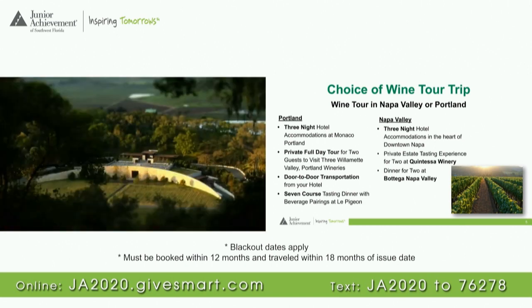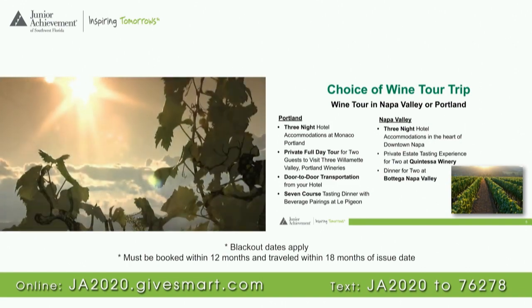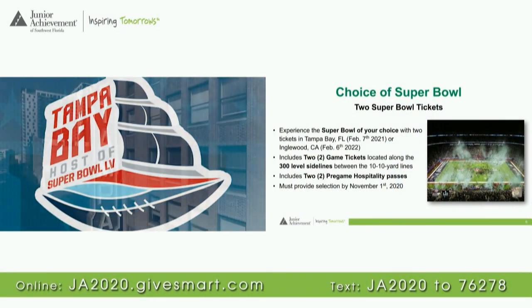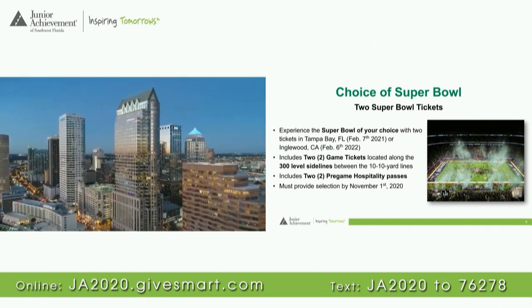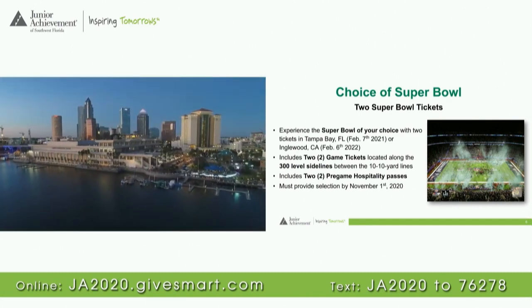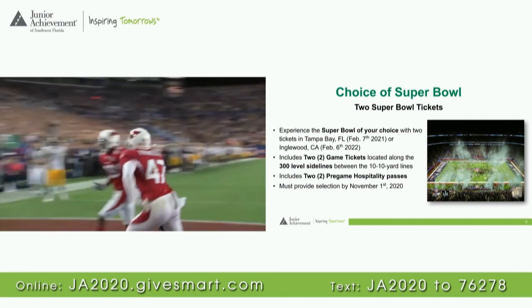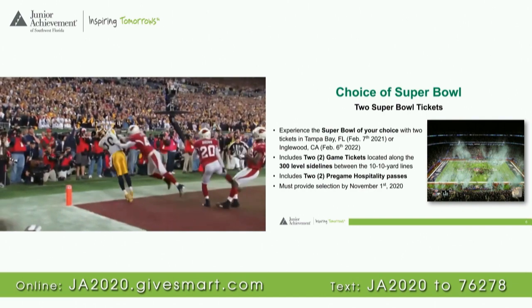But then there's the bucket list of all bucket lists. Item number 6, the Super Bowl. Tell us about it. Do you think people want to go to the Super Bowl? I don't know. I think yes. I think people definitely want to go to the Super Bowl. And this is quite the package because you get a choice. You can have your choice of 2 tickets to the Tampa Bay, Florida on February 7th, 2021 or February 6th, 2022 in Englewood, California.